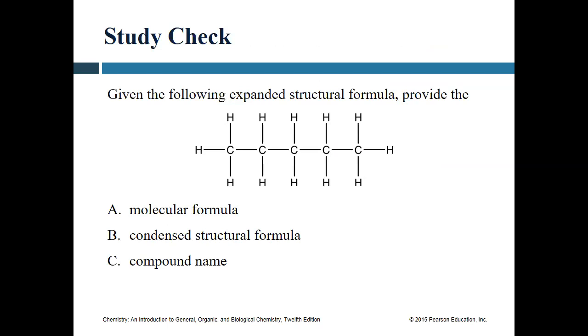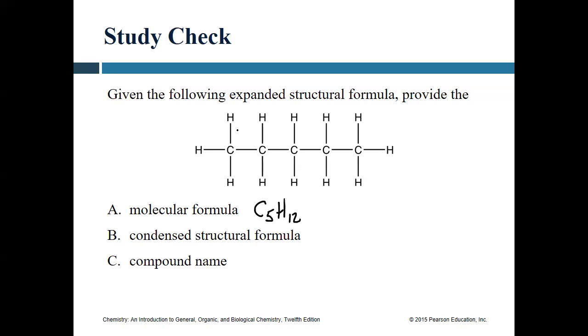All right. Let's go through this together. Given the expanded structural formula here, let's figure out what the molecular formula is, what the condensed structural formula is, and what the compound's name is. So this is where some of those tricks should help us out a little bit. We know it's a hydrocarbon. We know it's saturated. How many carbons are in it? 1, 2, 3, 4, 5. So I have 5 carbons. So how many hydrogens should it be? Should be 12. Double it and add 2. 5 times 2 is 10, plus 2 more is 12. Now you could go through and count, double check. It is 12.